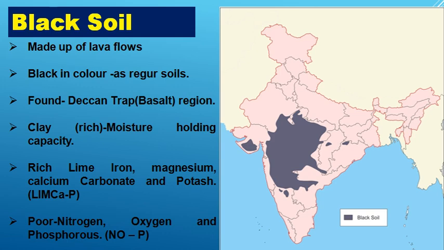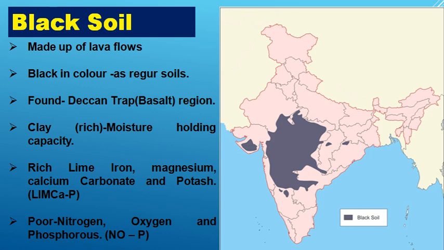Now where is this soil found? This soil is found in Maharashtra and all surrounding areas. So it is Maharashtra, then it is Gujarat, Madhya Pradesh, Telangana, even Andhra Pradesh, and then it is Karnataka.